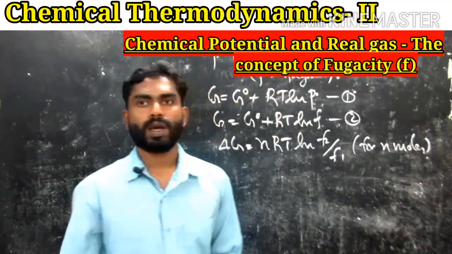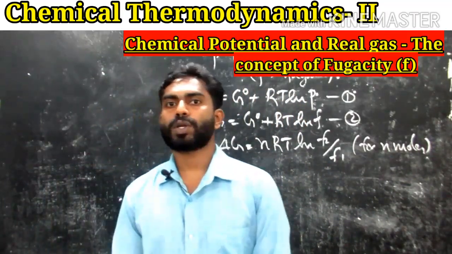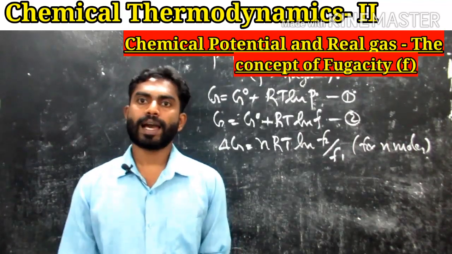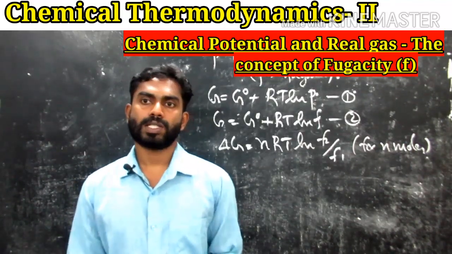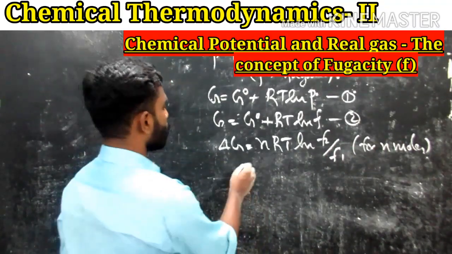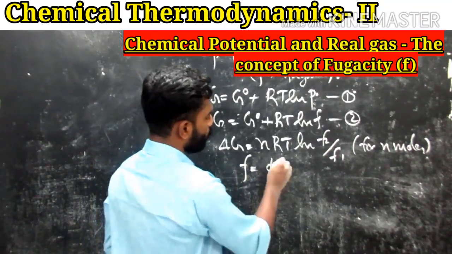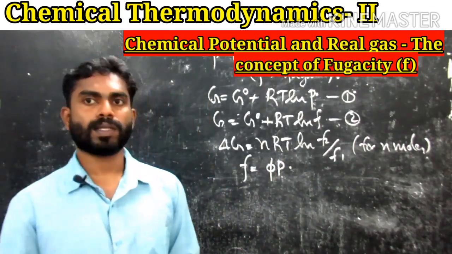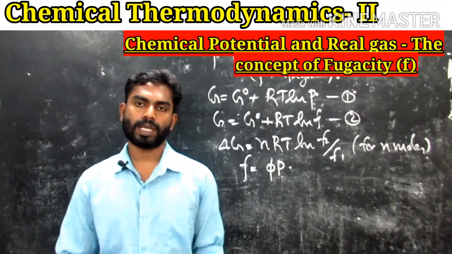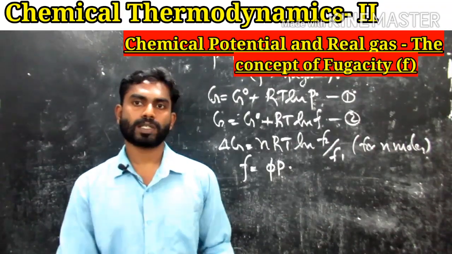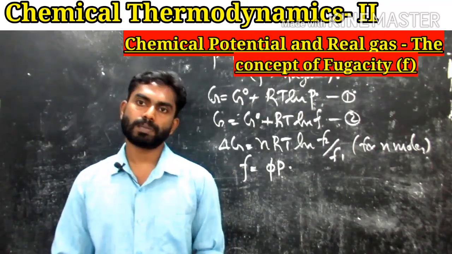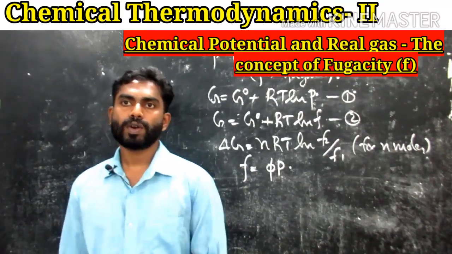Okay, the effective pressure of a real gas is its fugacity, and hence it is also defined as F is equal to phi P. Real gas effective pressure എന്ന് പറഞ്ഞിട്ടുണ്ടെങ്കിൽ അത് അതിന്റെ fugacity ആണ്. So fugacity can be simply represented as F is equal to phi P.